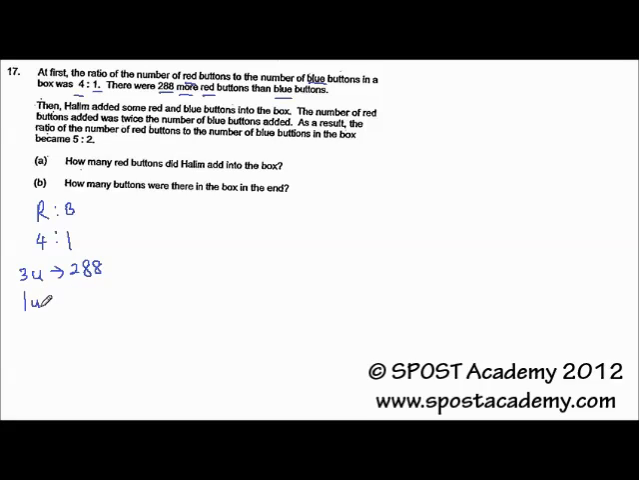So to find 1 unit would be 288 divided by 3, and that gives us 96. So since blue has got 1 unit, blue is only 96. This is the blue, while red has got 4 units. Therefore, 96 times 4, and we will get 384. So this is the red buttons at first.